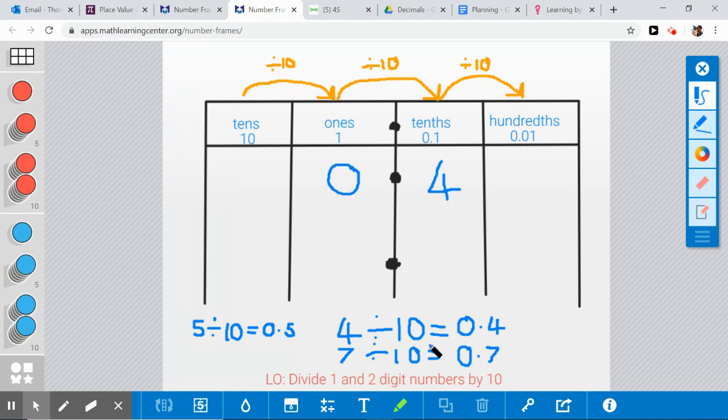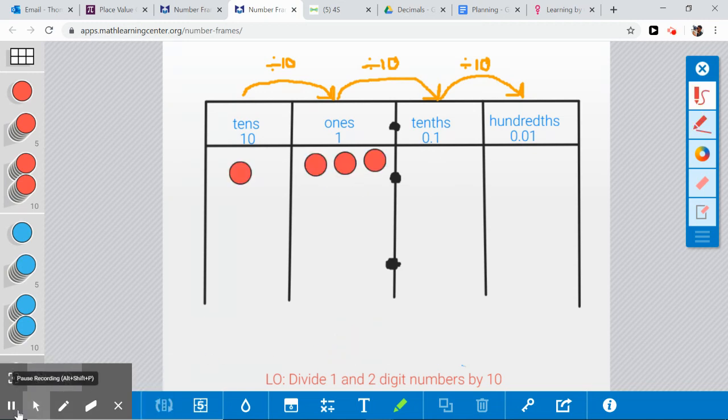Next, let's look at dividing a 2-digit number by 10. So here I've got a 2-digit number. I've got 1 10 and 3 ones. So 1 10 and 3 ones. I'm going to divide it by 10. So what I need to do, I need to move everything one place value column to the right. So let's move these 3 over here.